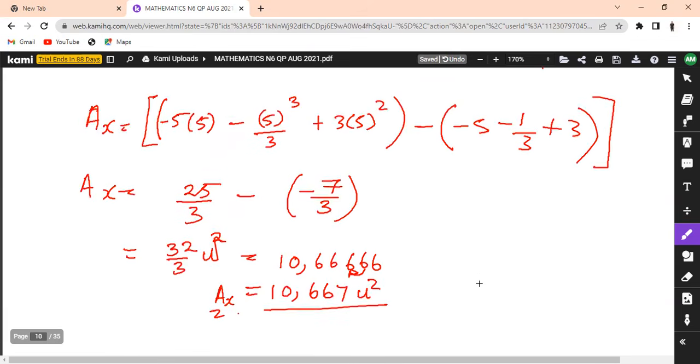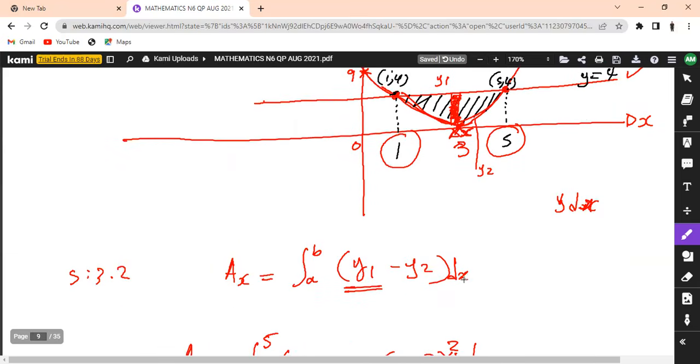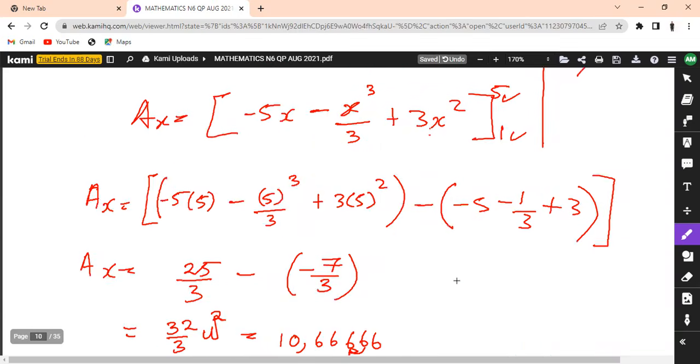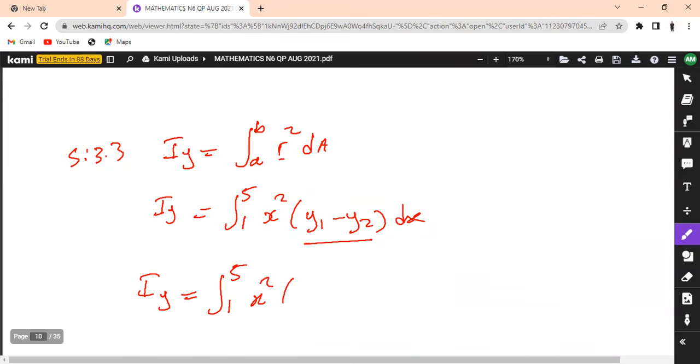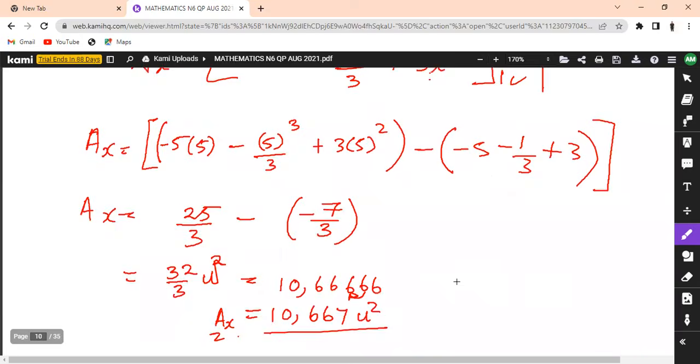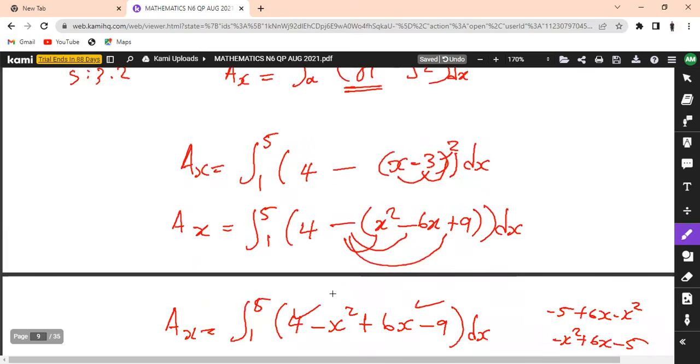And our area in this case, we have got two graphs, so it's going to be y1 minus y2 with respect to x. So remember your formulas, guys. This is y1 minus y2 with respect to x. This is a repetition again. So that is Iy, which is equivalent to the integral from 1 to 5 of x squared times y1 minus y2.